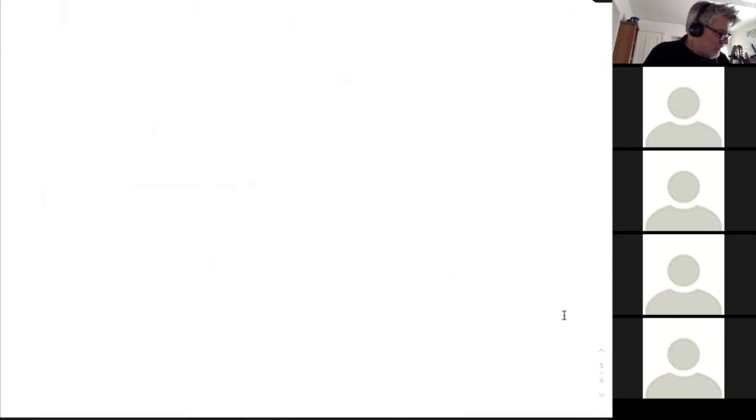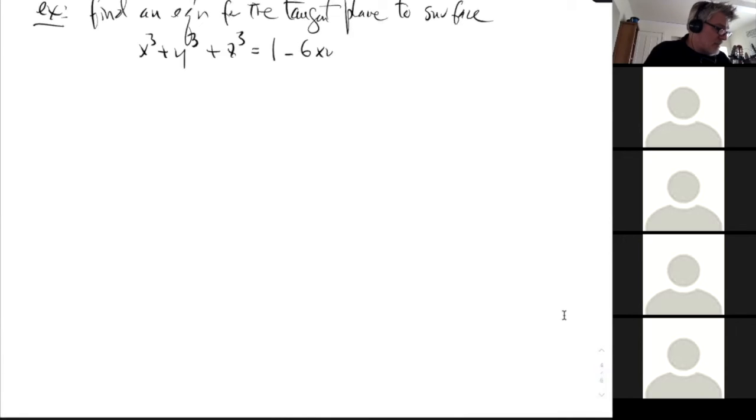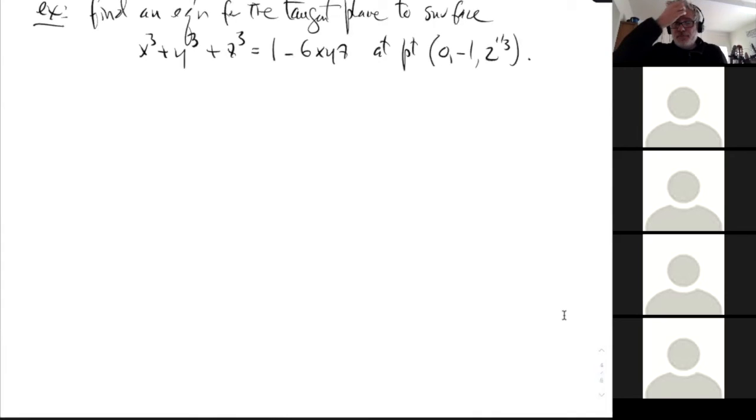Okay, so here's an example. Find an equation for the tangent plane for the surface. So here's the surface. It is x cubed plus y cubed plus z cubed equals 1 minus 6xyz at the point (0, -1, 2 to the power of 1/3).